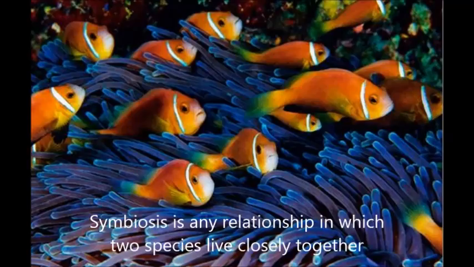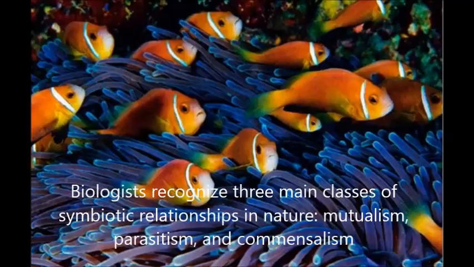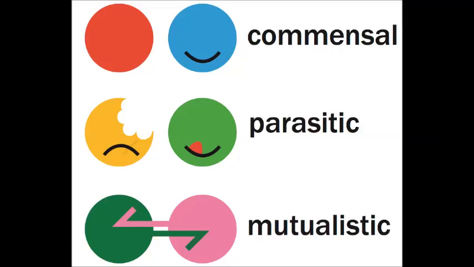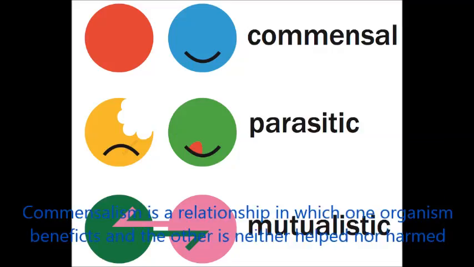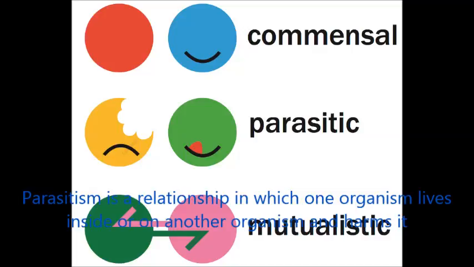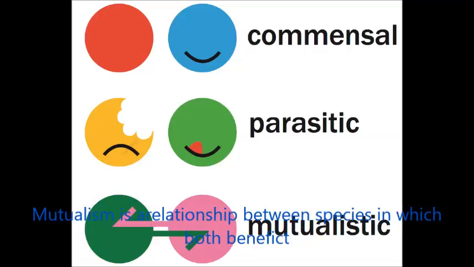Symbiosis is any relationship in which two species live closely together. Biologists recognize three main classes of symbiotic relationships in nature: mutualism, parasitism, and commensalism. Commensalism is a relationship in which one organism benefits and the other is neither helped nor harmed. Parasitism is a relationship in which one organism lives inside or on another organism and harms it. Mutualism is a relationship between species in which both benefit.